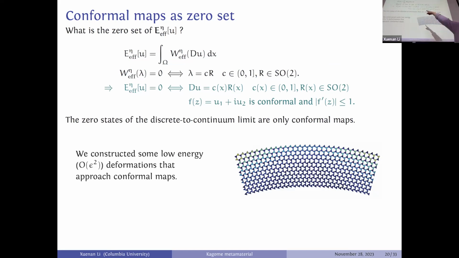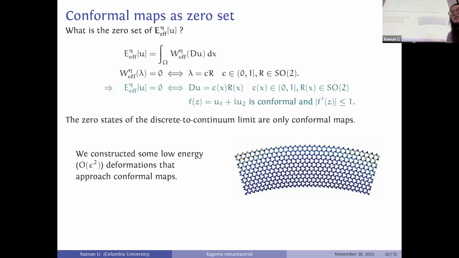So what I mean is, if u has two components, u1 and u2, then u1 plus i u2 is going to be a conformal map. So that's how we show that conformal maps are going to be the low energy states for the Kagome lattice. Okay. So now we know for the epsilon scale Kagome lattice, the low energy state must approximately be some conformal map. Then the real question is, what are those energies? So for a conformal map, how well can you approximate it?